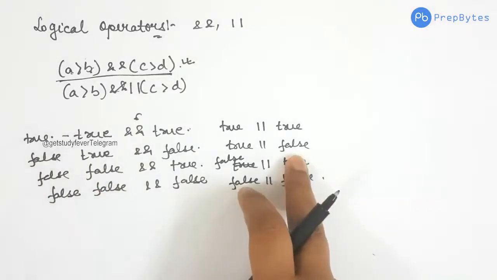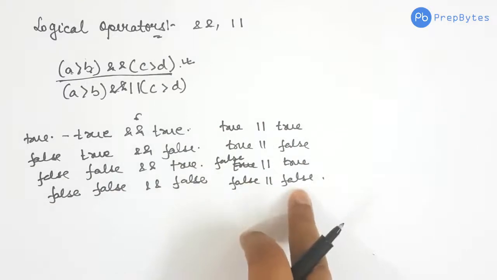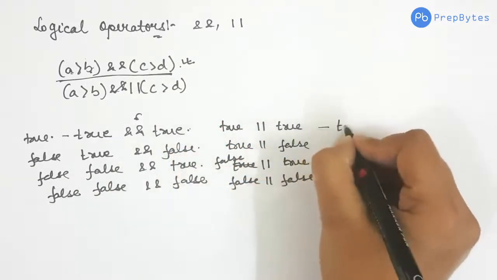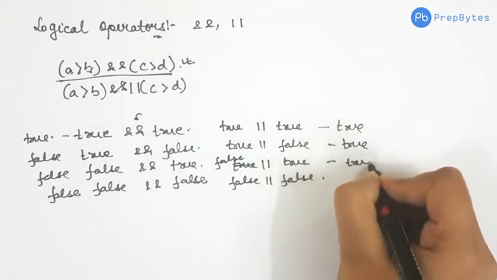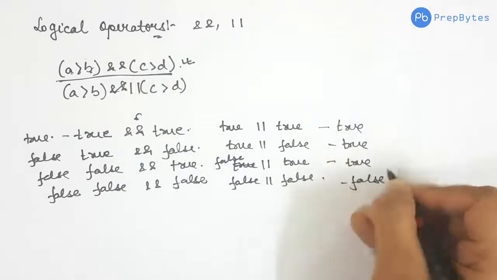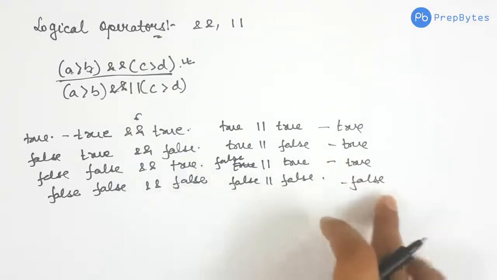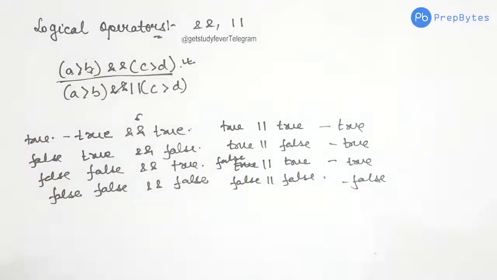What happens in case of OR is, if either of them is giving me true, my value will be true. So here I get true, here also true, here also true, and here I get false. Only if all the comparisons are false do I get false. So this is the difference between AND and OR. This was about logical operators.